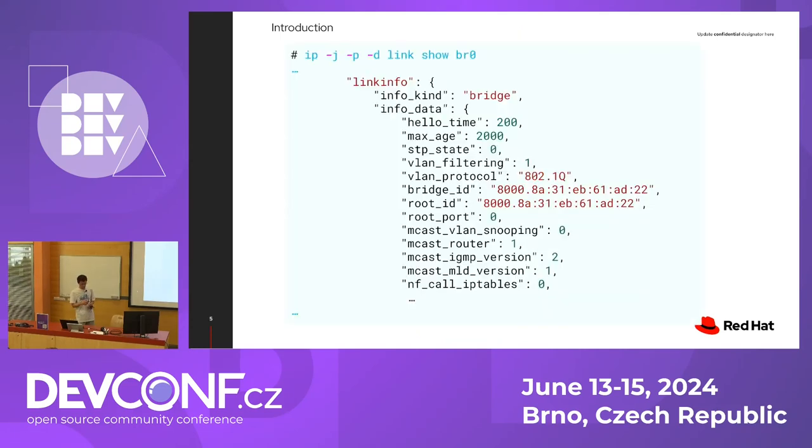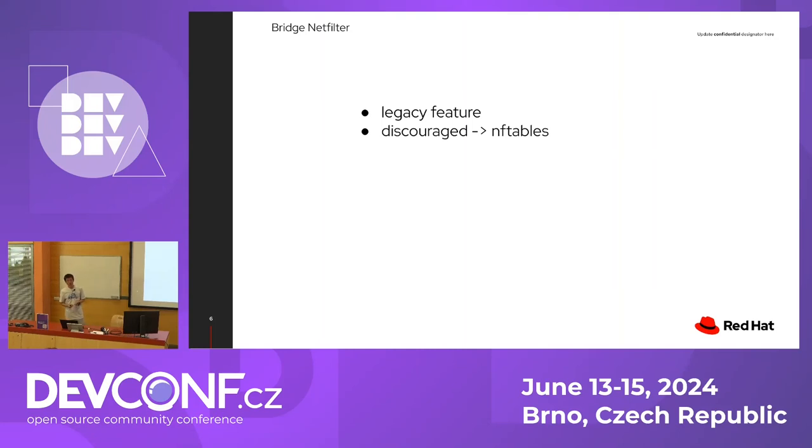Here is an example showing the bridge info with the ip command. We can see some STP parameters, VLAN parameters, and multicast parameters and tables. Now, bridge netfilter. This is a legacy feature that allows filtering bridge traffic with iptables and ip6tables, but its usage is discouraged, and users should use nftables for packet filtering. So we can just skip this feature.